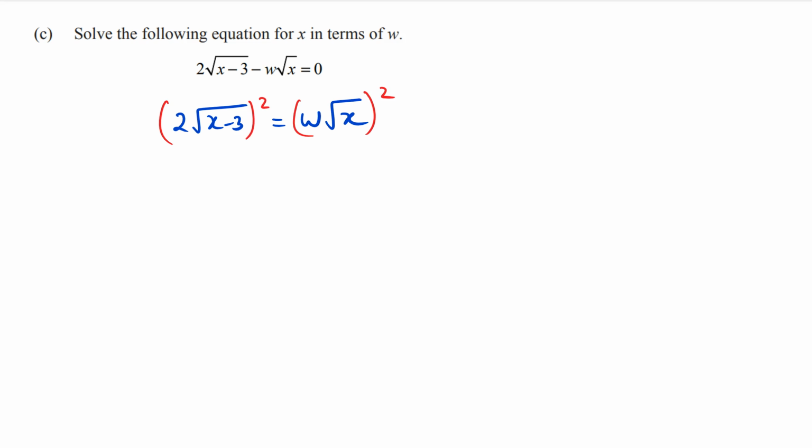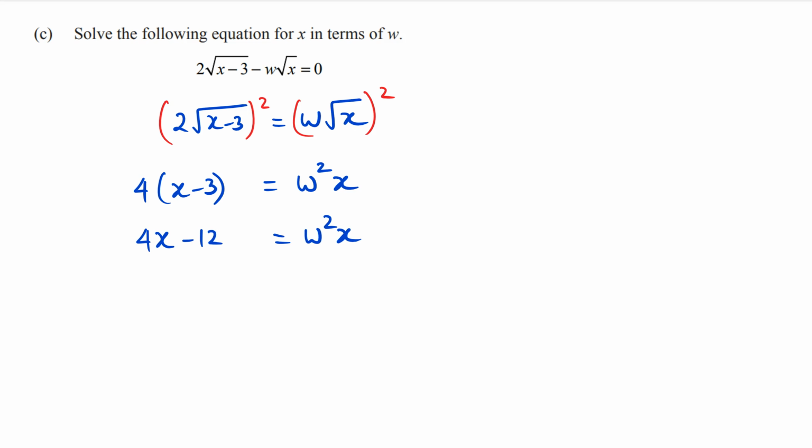So first off, 2 squared is 4. Square root of x minus 3 squared just becomes x minus 3 equals w squared, well, w squared. Square root of x squared is just x. So expand this bracket on the left hand side. We're going to get 4x minus 12 equals w squared x.